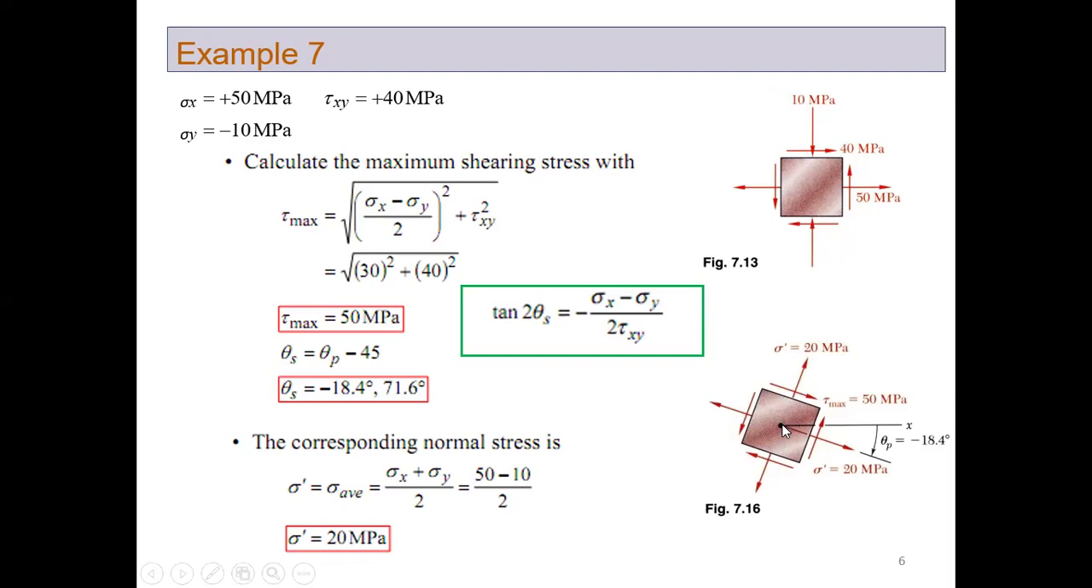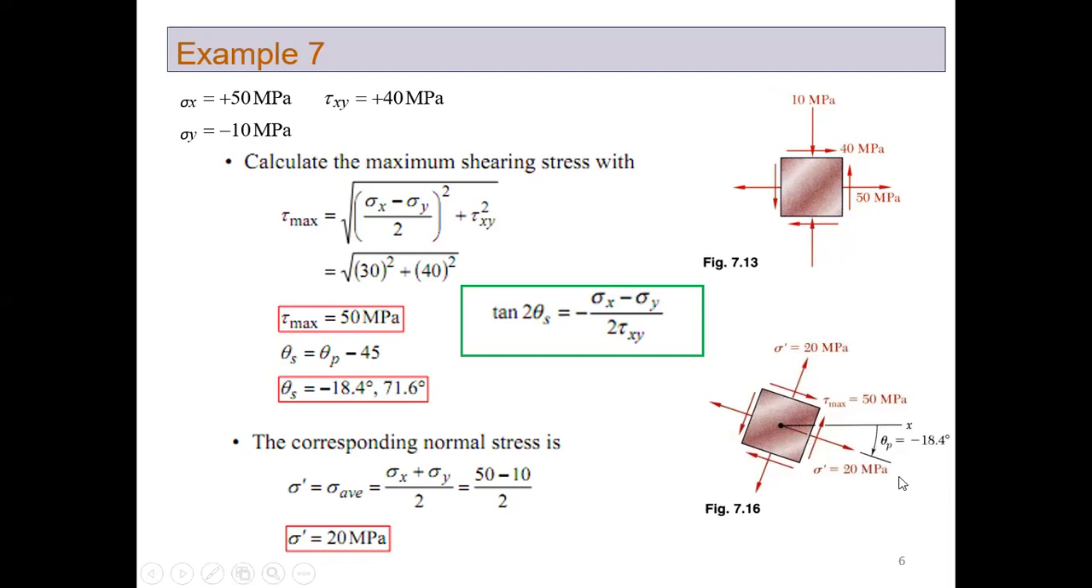So first of all, just draw a horizontal line representing the x-axis. Now look here, theta s is minus. Since plus we are taking counterclockwise, a minus angle we have to take clockwise. So with respect to the x-axis, measure the angle in the clockwise direction, in this direction. Here it is written theta p, but it is actually theta s. So theta s is equal to minus 18.4 degree. So just draw this line.